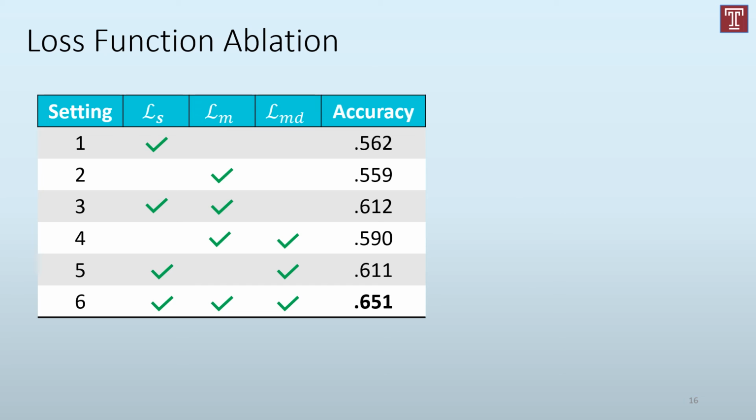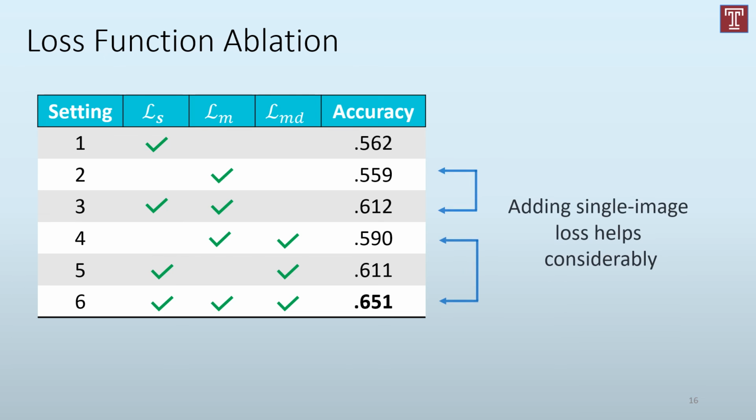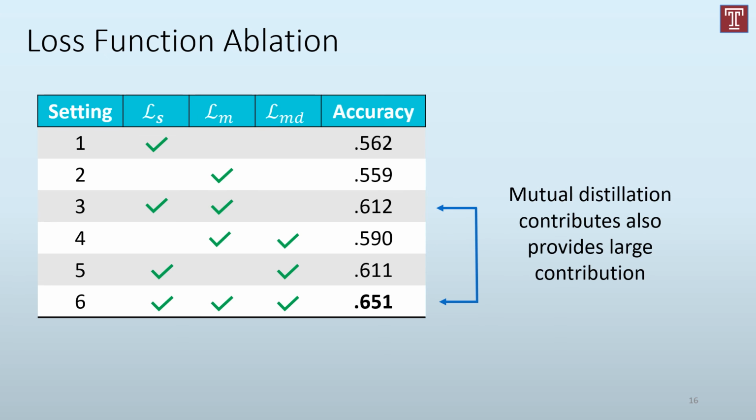All 3 components play a role in the overall performance of the model, as all subsets significantly underperform the full loss function. Notably, including the single image loss, LS, helps improve accuracy considerably, where we observe a positive contribution by comparing settings 2 and 3 and then settings 4 and 6. Moreover, our novel mutual distillation term, LMD, also contributes substantially to the performance of the model, and this can be observed by comparing settings 3 and 6, where accuracy increases from 0.612 to 0.651.